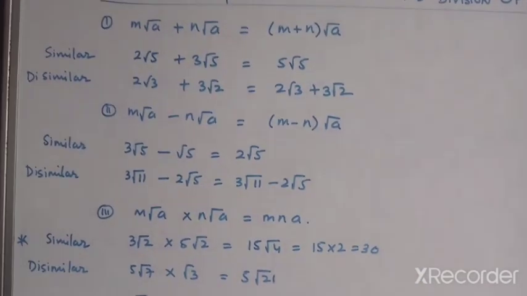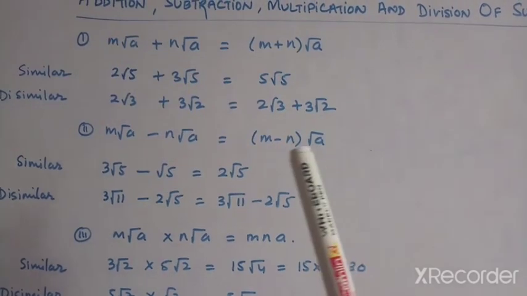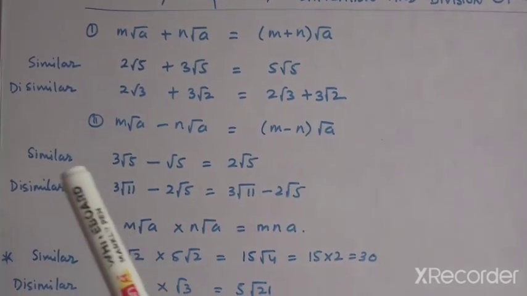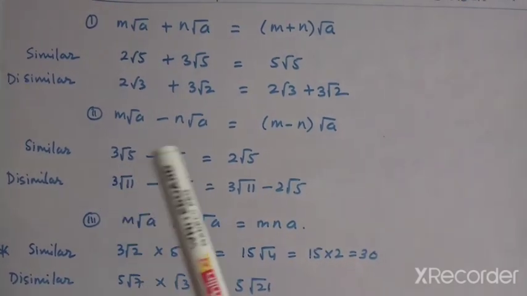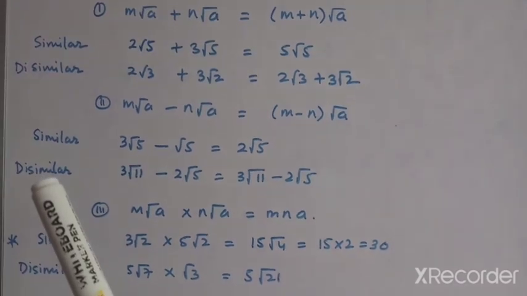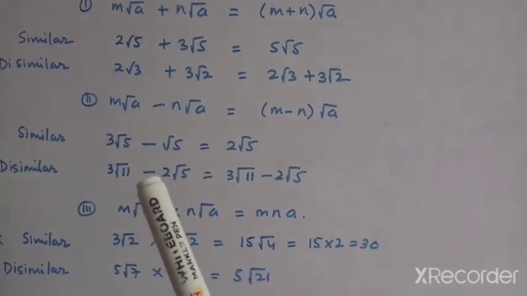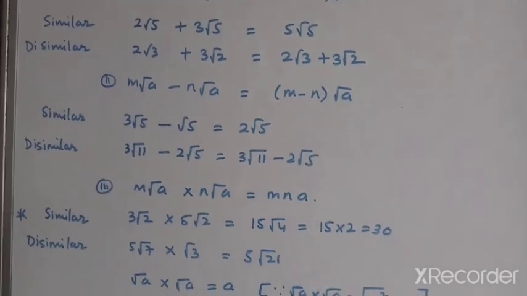Now subtraction, m root a minus n root a. If root a is common, you get m minus n. With similar surds, you have 3 root 5 minus root 5. Its coefficient is 1. 3 minus 1 is 2 root 5. But with dissimilar surds, for example 3 root 11 minus 2 root 5, the surds are different, so this will remain as it is.